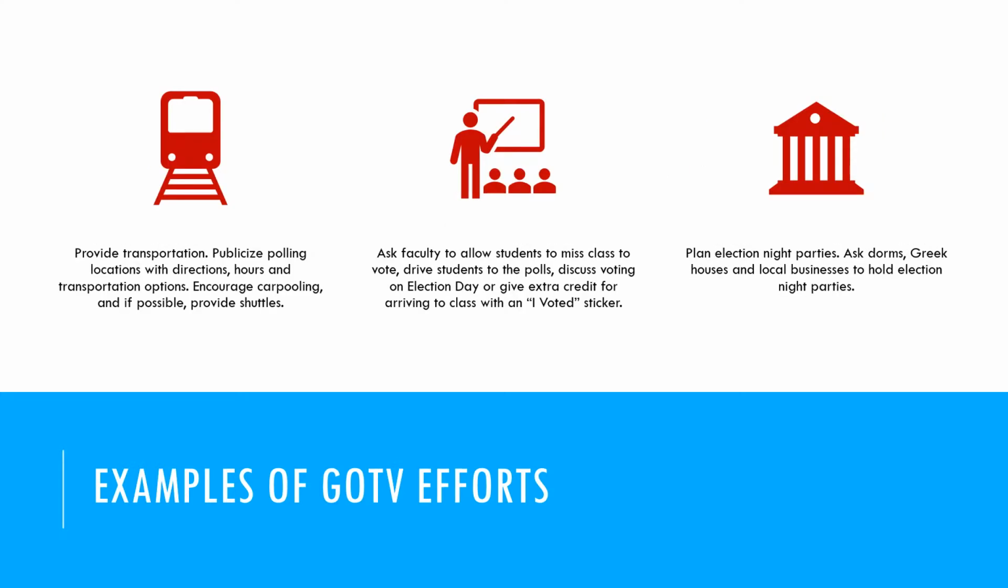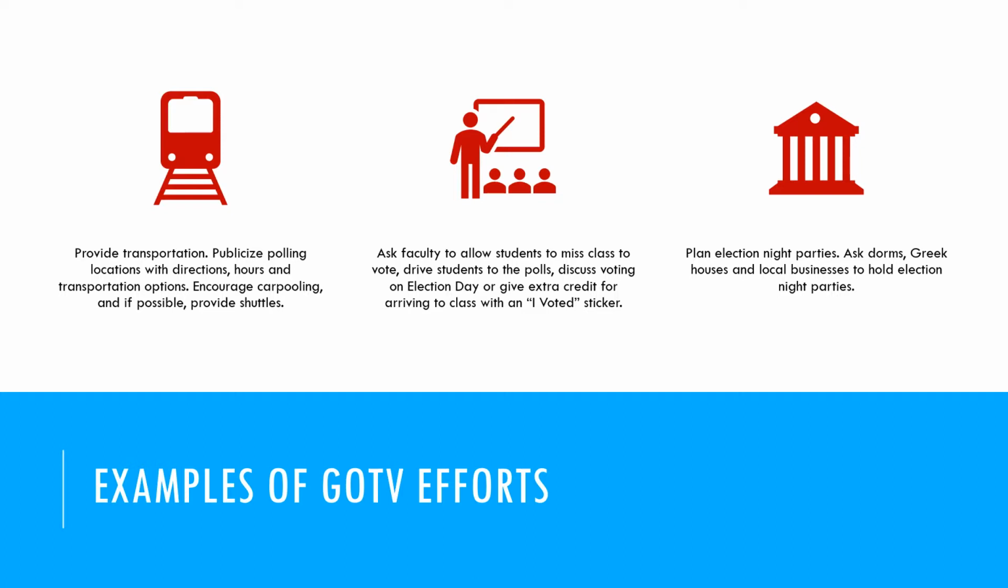It could be important on your campus to provide transportation for students to get to the polls. Encourage carpooling and, if possible, provide shuttles. You can also ask faculty to allow students to miss class to vote, drive students to the polls, discuss voting on Election Day, or give extra credit for arriving to class with an I voted sticker.